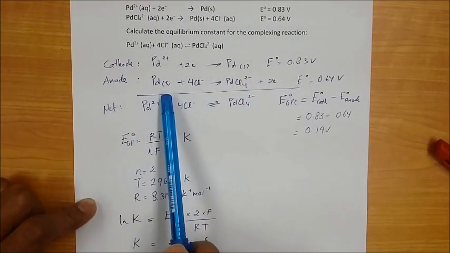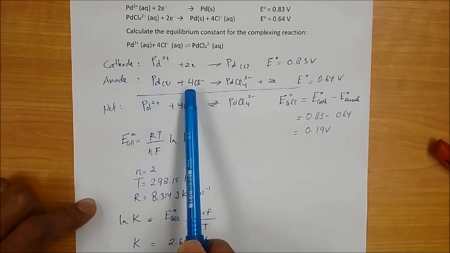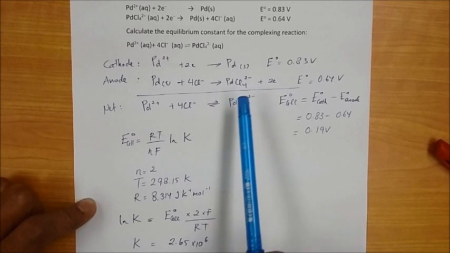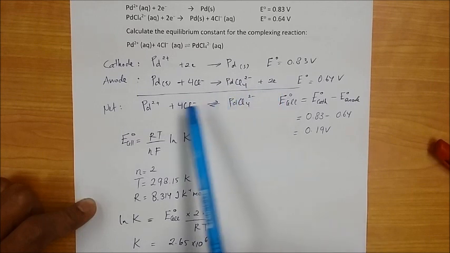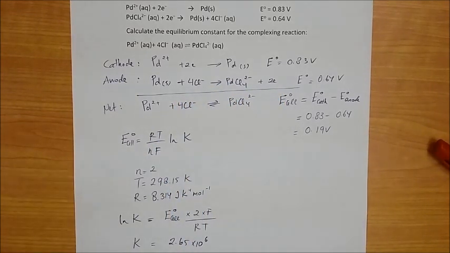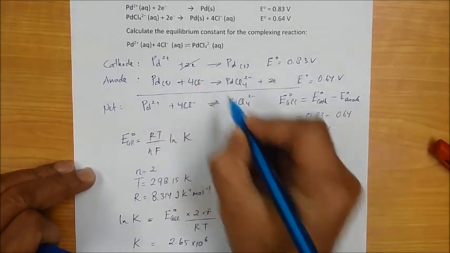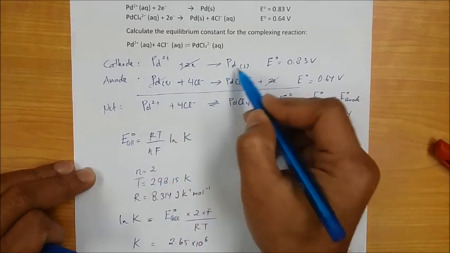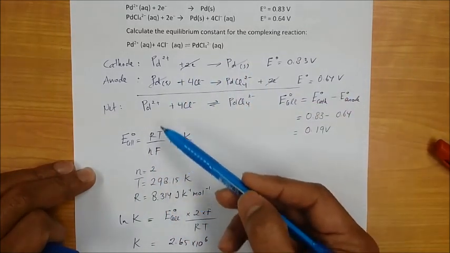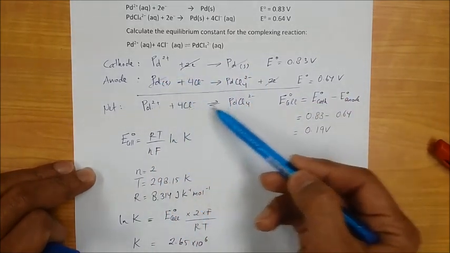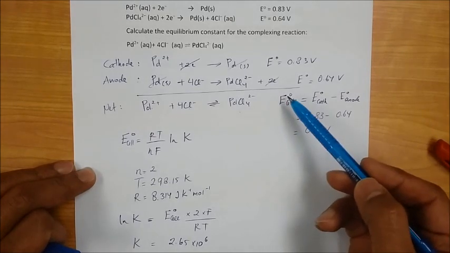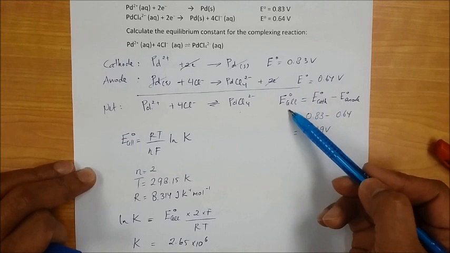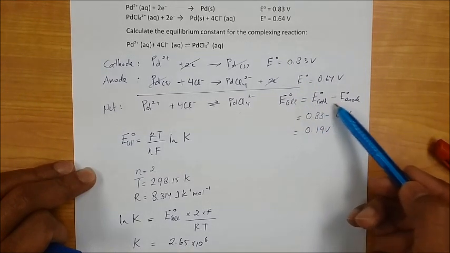So when I flip it, the palladium will react with chloride, being oxidized into the palladium chloride complex, and for the net reaction you cancel out the electrons and cancel out the palladium metal solid, and then you have the ions, the chloride, and the complex, right? And the E of the cell would be the E cathode minus the E anode.